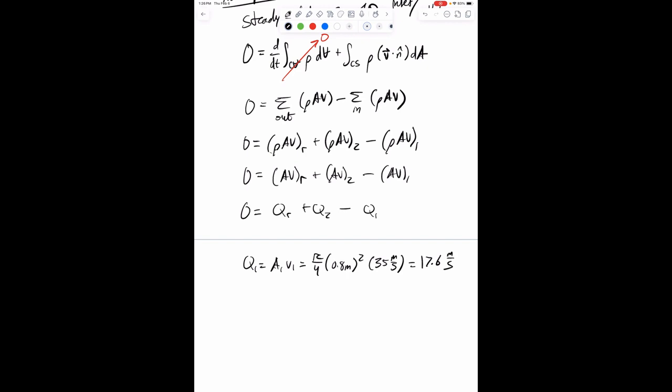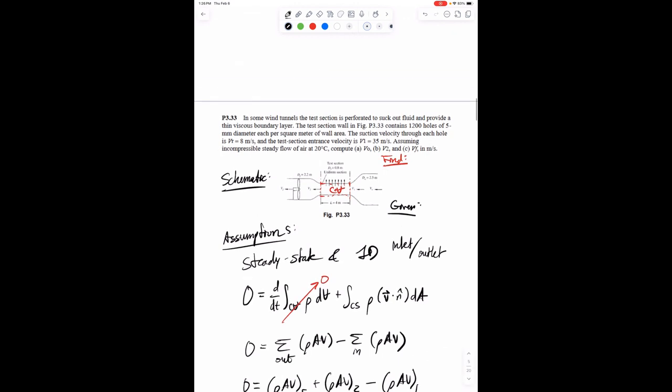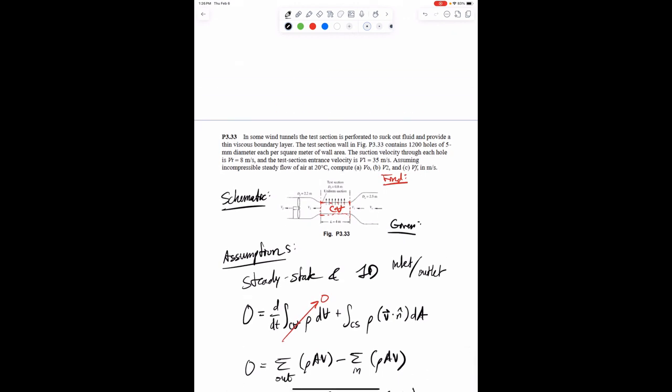Our equation still has two unknowns, so we can't really solve it yet. It should be one unknown per equation. So can we solve for something else? And the answer is yes. We're told that, first of all, the test section wall contains 1,200 holes, as we talked about, and each hole is 5 millimeters in diameter. I just realized, per square meter of wall area. So I guess we have to multiply that by 4 as well. I'll remember to do that. So 1,200 holes of 5 millimeter diameter per square meter of wall area.